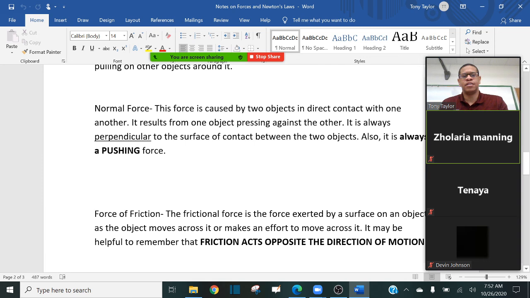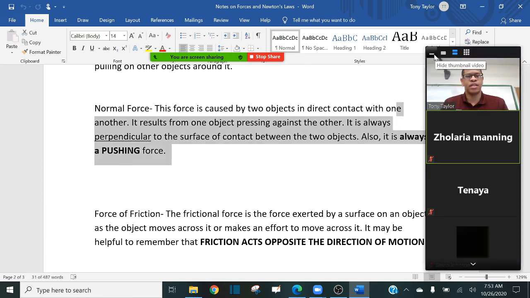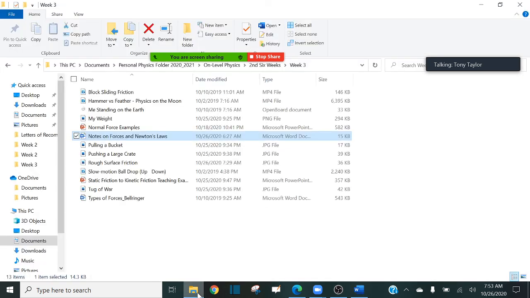Another force you need to be aware of, and this is something we also talked about last week, is the normal force. This force is caused by two objects in direct contact with one another. It results from one object pressing against the other, and it is always perpendicular to the surface of contact between the two objects. So let me give you a few examples of this, because we did talk about this.